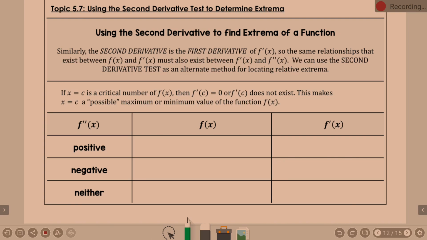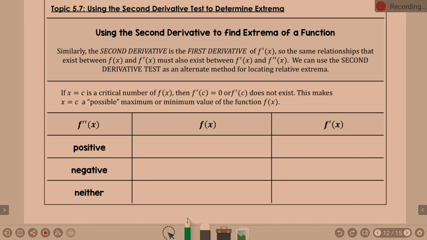So, let's see. Just a little connection here. I think you guys had this a little bit in your notes the other day, if I recall. But if x equals c is a critical number of f of x, then two things could happen. The derivative could equal 0, or the derivative could not exist. So this makes the value c a possible max or min value of the function.